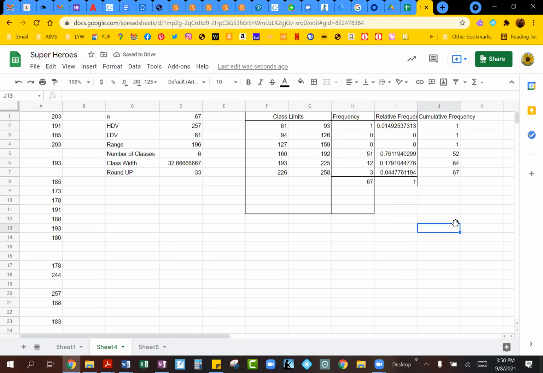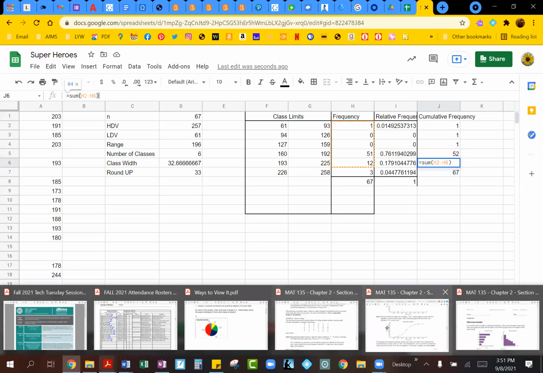So that's how cumulative frequency works. You just start with the first one, and then you add the first and the second to get to your second one here. Then for your third one, it's going to be the first 3, the fourth one is going to be the first 4, and so on and so forth. So that's how the cumulative frequency works.